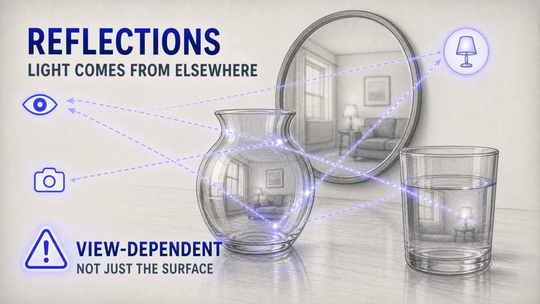Reflective glass, mirrors, water, and transparent objects can also be difficult. They show light from somewhere else, not just the surface itself. NeRFs can learn some view-dependent appearance, but perfect physical understanding of reflections is a much deeper challenge.